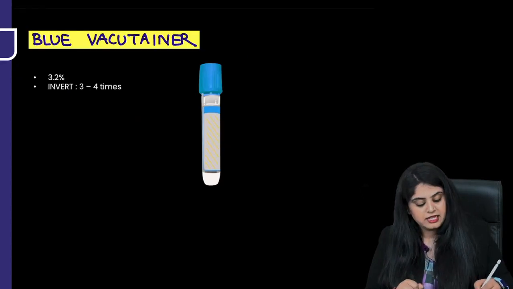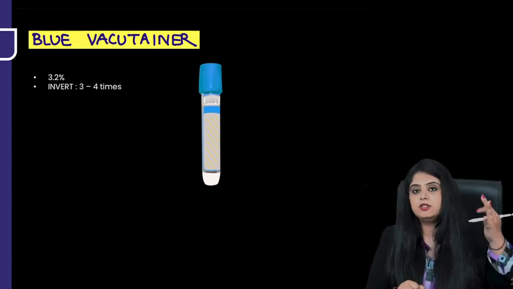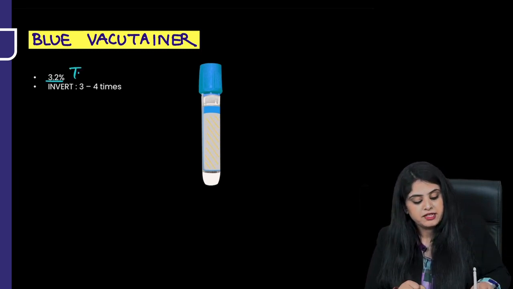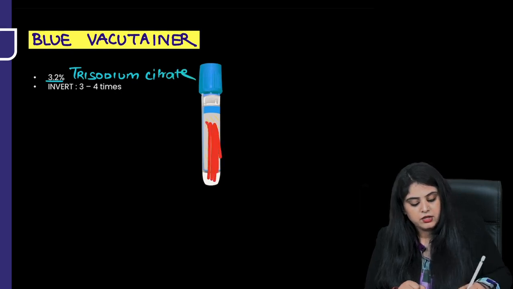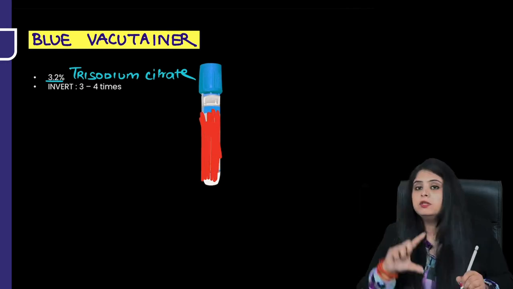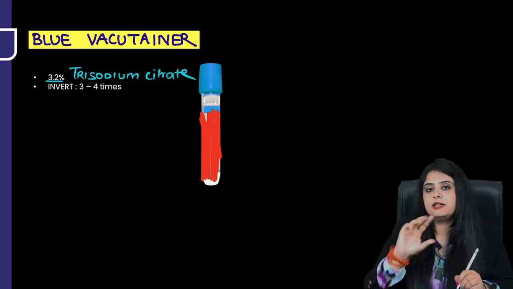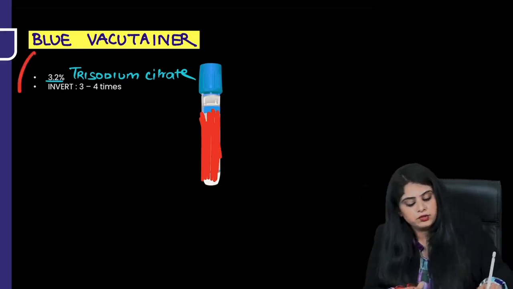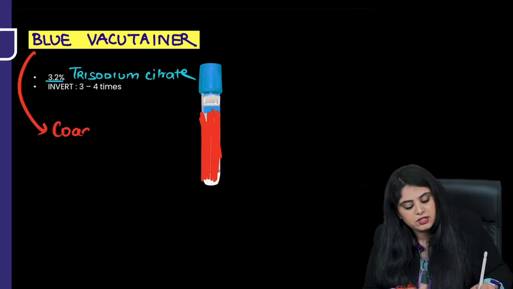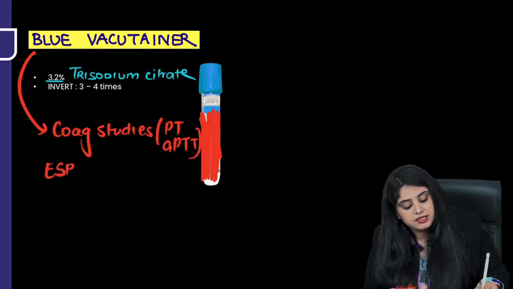Coming to the next one, the light blue vacutainer, which is everything 3. 3.2% trisodium citrate is going to be used, and once you take the blood, you are going to invert the test tube 3 times. What do you use it for? You use it for all your coagulation studies, meaning PT, APTT studies. And you can also use it for ESR. ESR by which method? By the Westergren method.